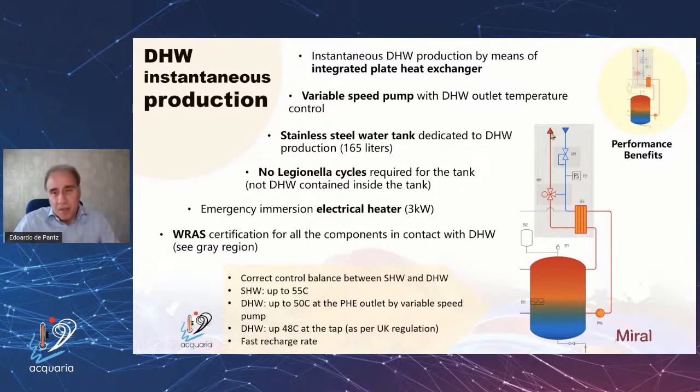When there is the request of the domestic hot water at the tap, the variable speed pump is activated, producing instantaneously the domestic hot water. The pump is regulated by the temperature on the outlet of the heat exchanger. As you can see, the components within this gray area are VRAS certified. So the pipes, the pressure inlet regulator, the blending valve, and of course the heat exchanger, but not the tank because the tank is containing only technical water.